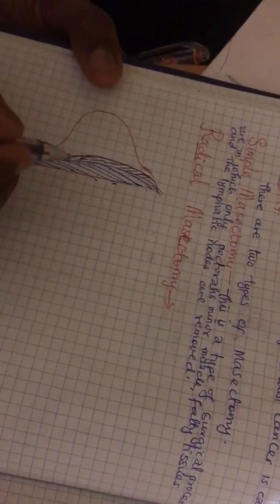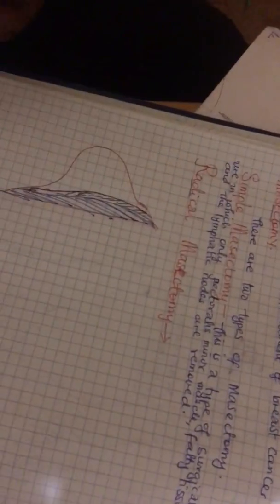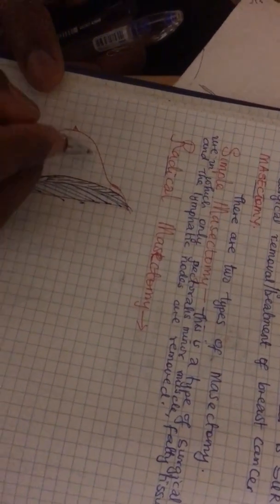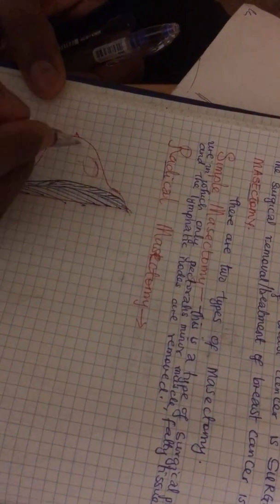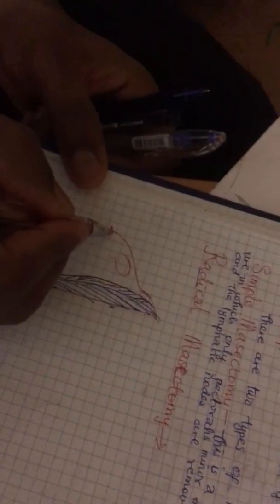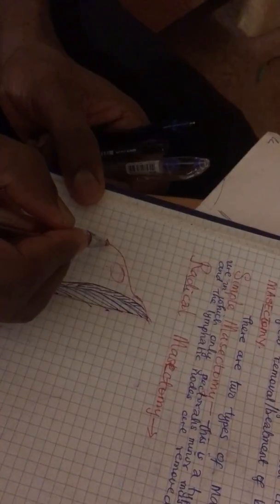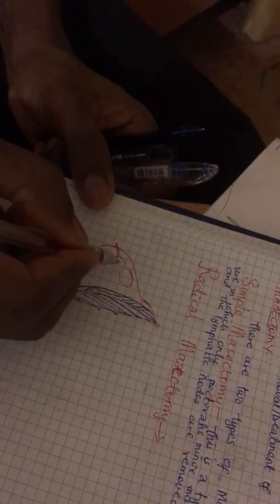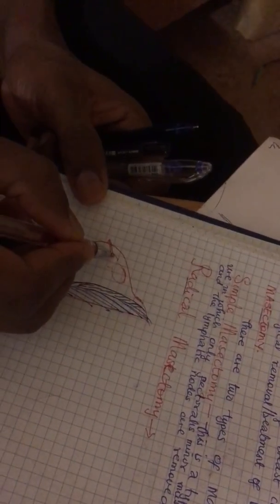Then there is fatty tissue, and then the nipple. We have ducts, called lactiferous ducts. This one is a duct, and then we have bulbs, where breast milk comes from.